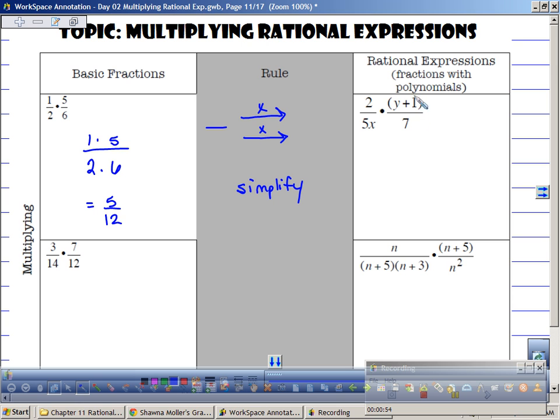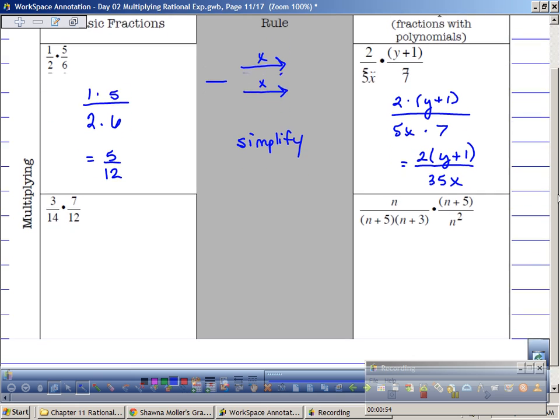So let's use that same strategy for rational expressions. I would multiply straight across. 2 times the quantity y plus 1 equals 5x times 7. Then I go ahead and simplify. I really don't want to just repeat that too. We'll just leave it like this. But I can. I've got a 5 and a 7 in the denominator, so that's 35x. Questions so far?